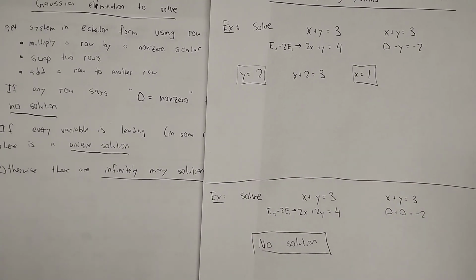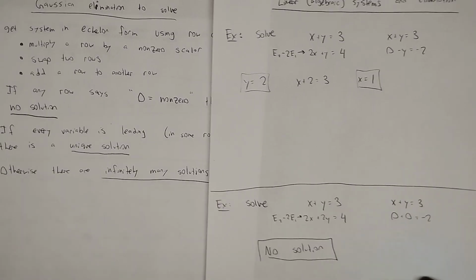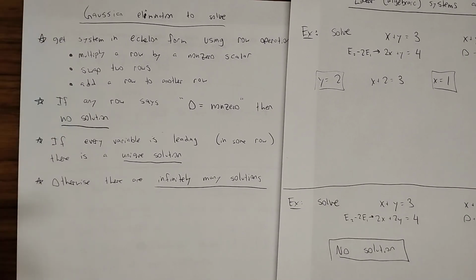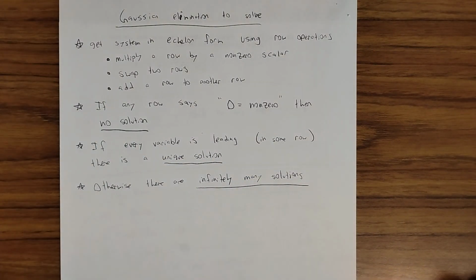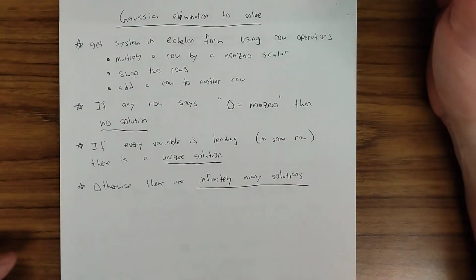So we often do multiple ones of these at the same time, but just to break it down into single operations, we are allowed to do multiple ones in one step, but these are the things we're allowed to do. Okay, so you get it in echelon form.